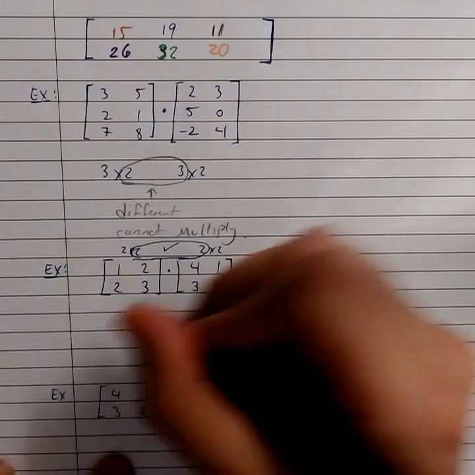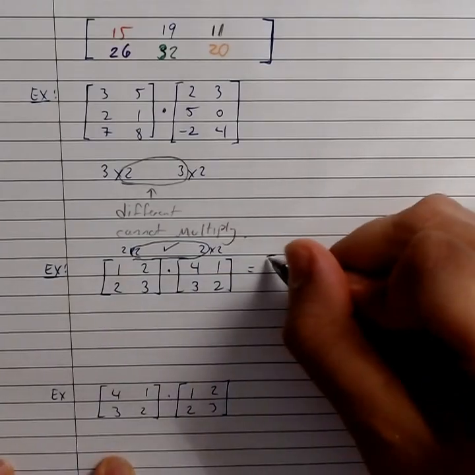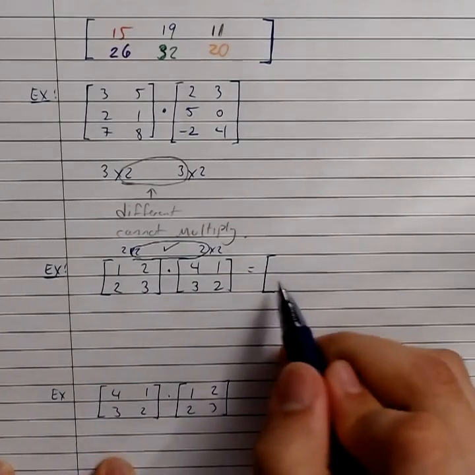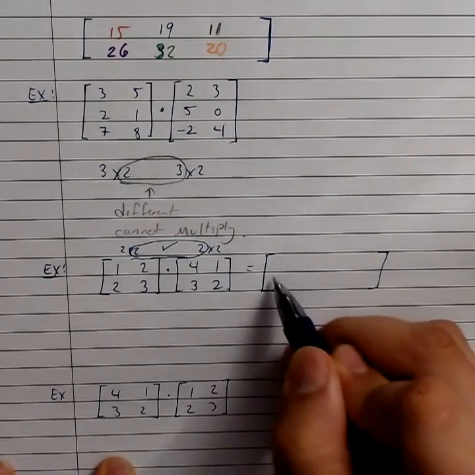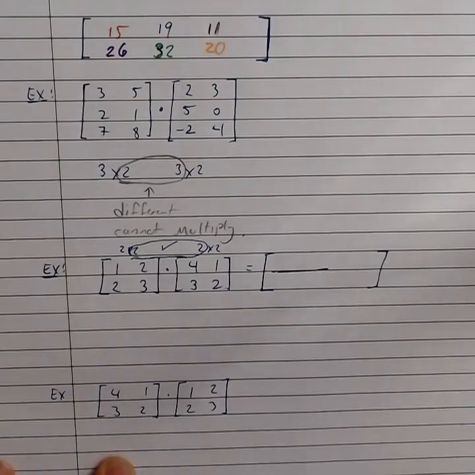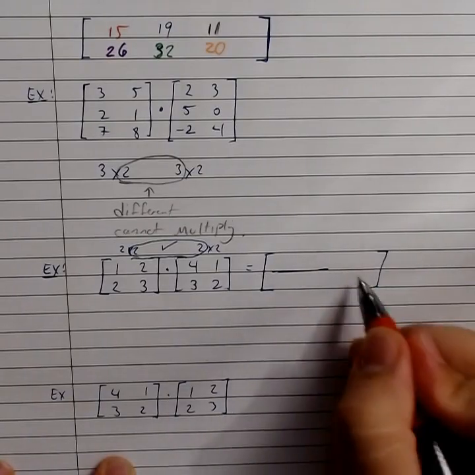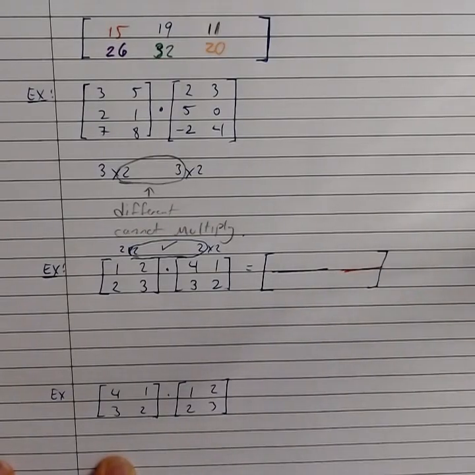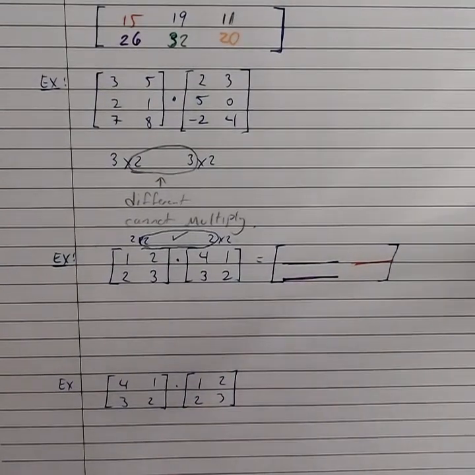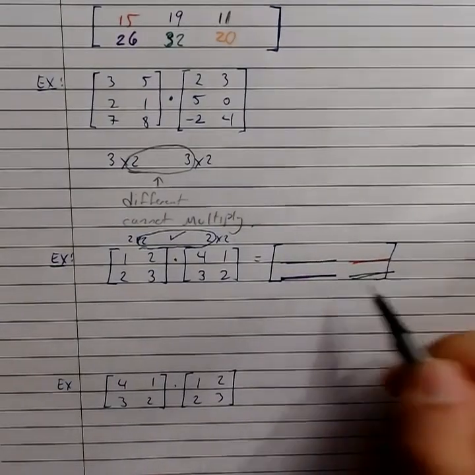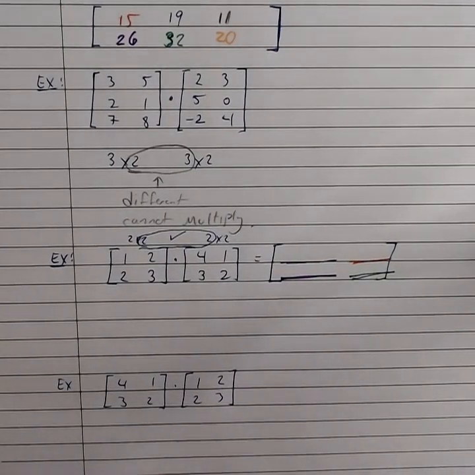Okay, so I can go ahead and write that out. That's a 2 row, 2 column, and I'm going to just fill in an empty matrix. I have 1, 2, 3, and 4. Just like that. All right, so let's go ahead and fill that in.